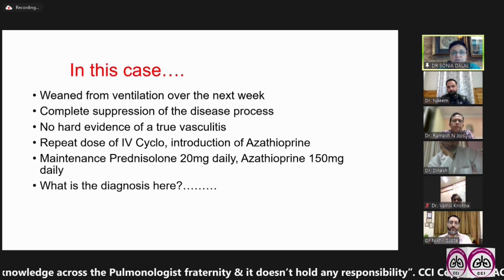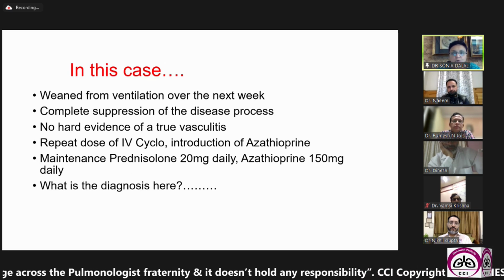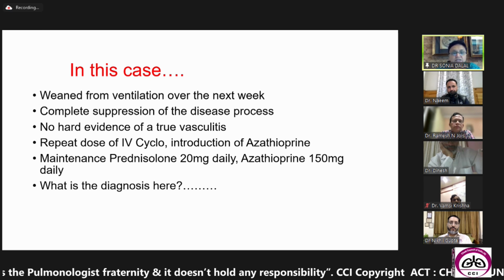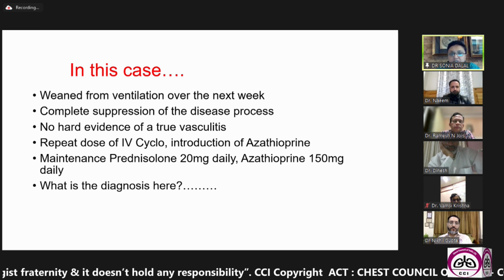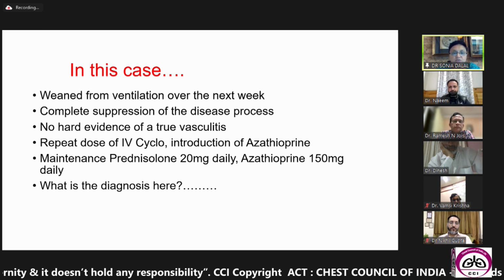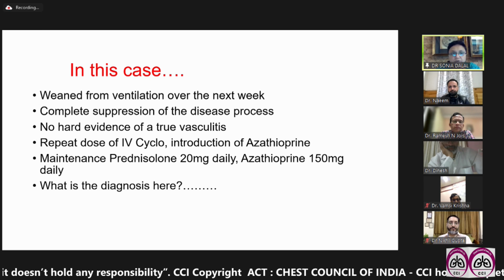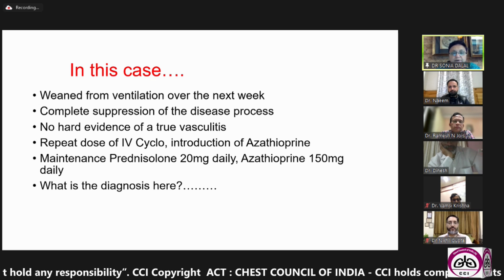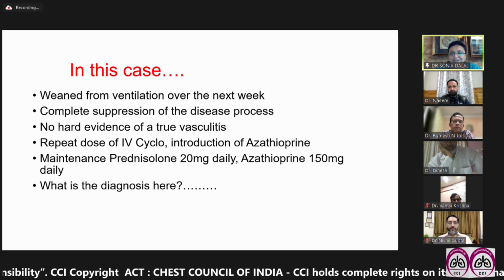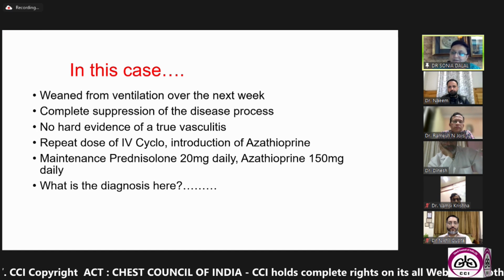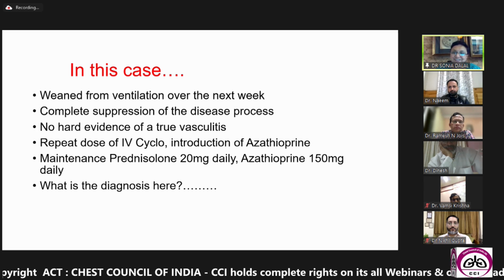So in this case, the patient was weaned from the ventilator over the next week. There was a complete suppression of the disease process. No hard evidence of a true vasculitis. Repeat dose of IV cyclophosphamide and introduction of azathioprine was done, and maintenance of prednisone 20 milligram and azathioprine daily. So again, to the panelists, what is the diagnosis here?